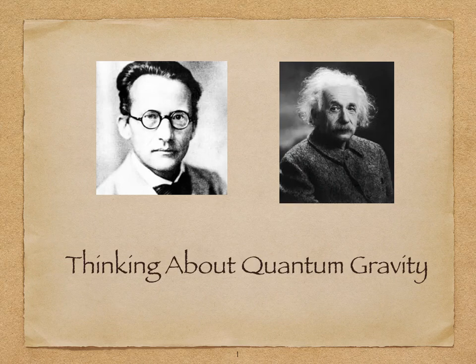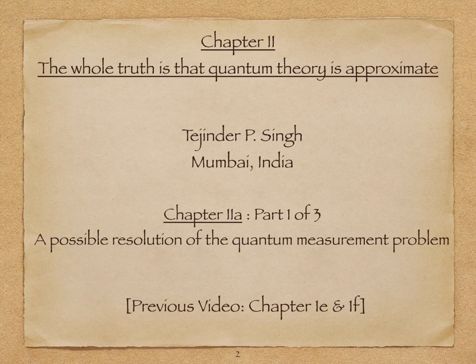Thinking about quantum gravity. Today we start chapter 2. The whole truth is that quantum theory is approximate. Chapter 2a, we'll talk about a possible resolution of the quantum measurement problem, by which we mean we'll talk about collapse models. We do this in 3 parts in 3 videos.